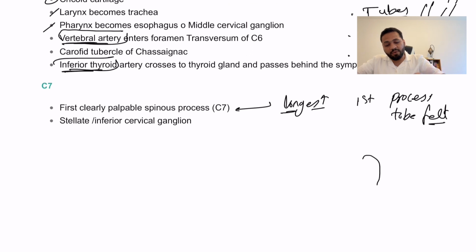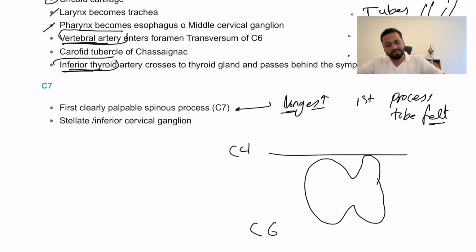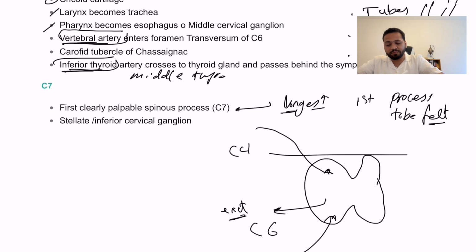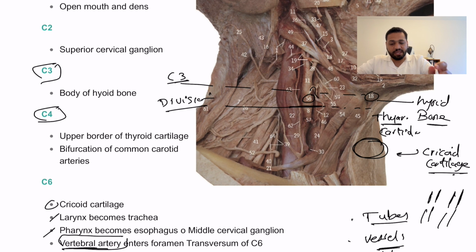The other thing is that the thyroid gland extends from C4 to C6. So the superior thyroid artery, which enters from here, will never be at C6, but the inferior thyroid artery will be at C6. You also have the middle thyroid vein, which will exit the thyroid gland at the level of C6. So again, the structures at the level of C6: we have two tubes, the pharynx and larynx, turning into the corresponding structures. We have the cricoid cartilage. We have two arteries and a vein: the vertebral artery enters the foramen transversarium of C6, the middle thyroid vein will leave the gland, and the inferior thyroid artery will enter the gland.